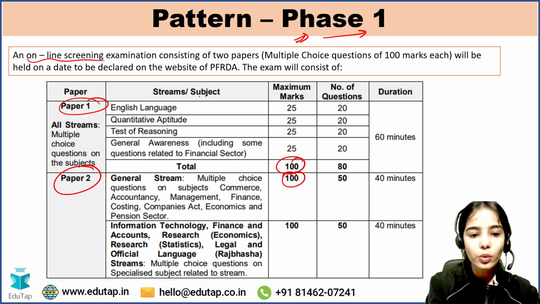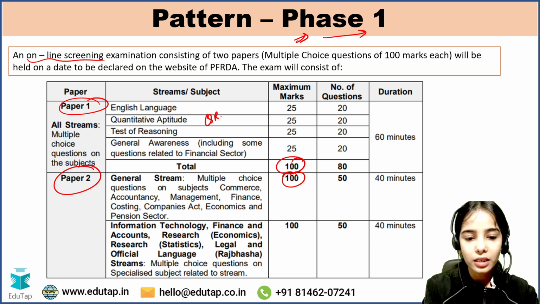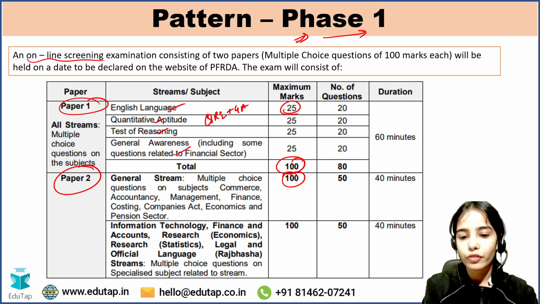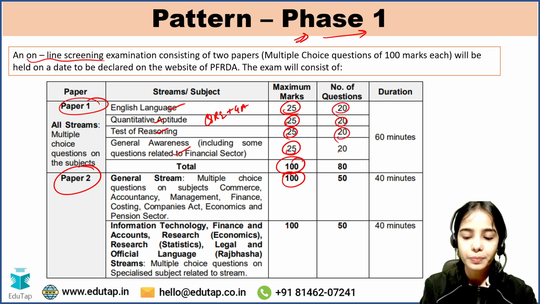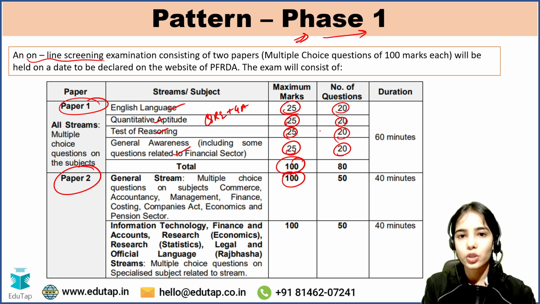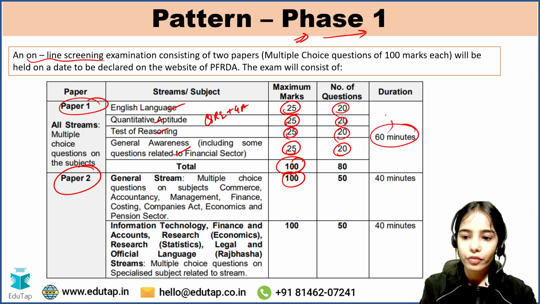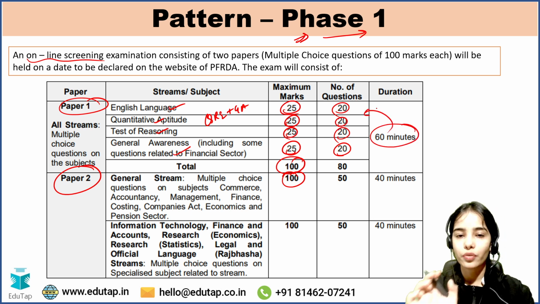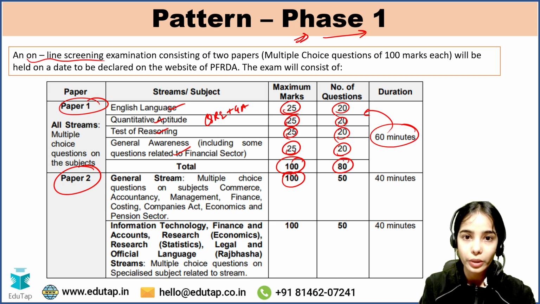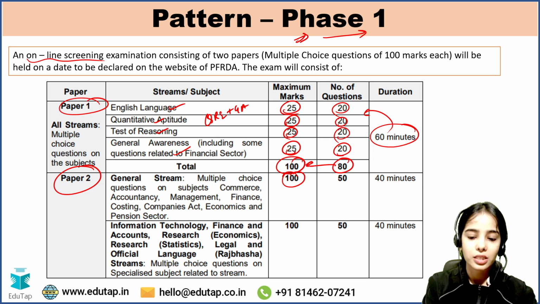In paper 1, there is QRE and GA, that is quant, reasoning, English and GA, and each will consist of 25 marks. The number of questions will be 20. So in each of these components there will be 20 questions carrying a maximum of 25 marks, and the duration of paper 1 will be 60 minutes. So you will get 60 minutes to answer 80 questions that carry 100 marks. This is for paper 1.